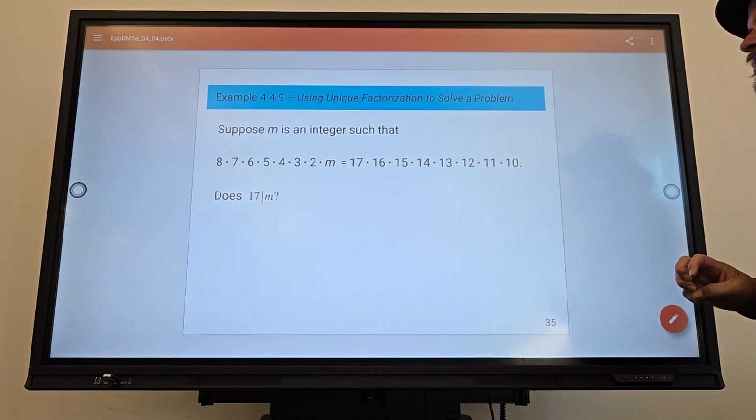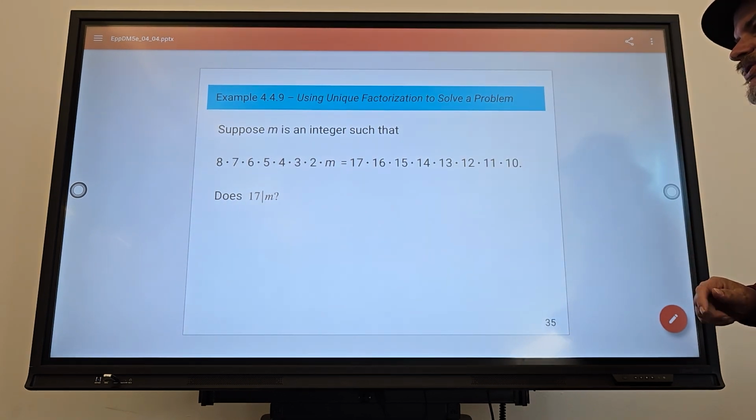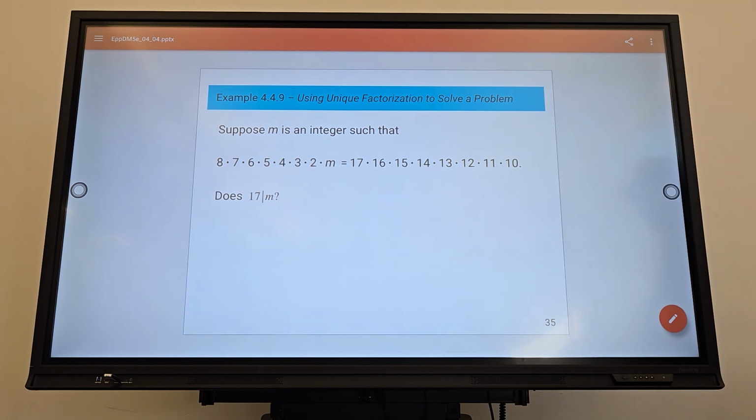Now suppose m is an integer such that this is true: 8 times 7 times 6 times 5 times 4 times 3 times 2 times m equals what's on the right there. Does 17 divide m? And if so, why? Why not? We don't know what m is, so.